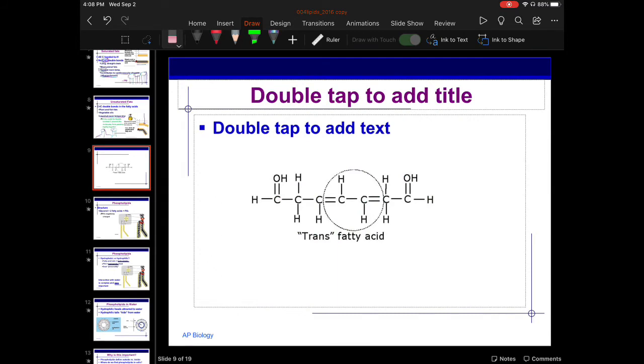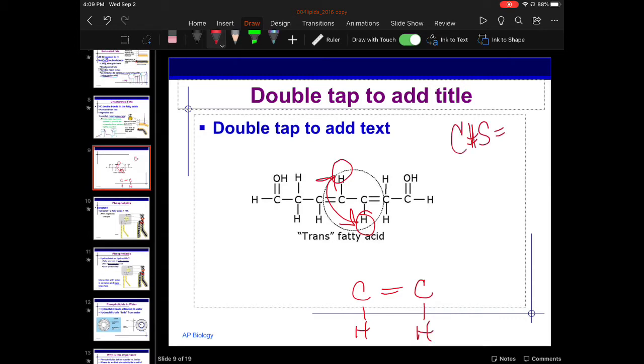Okay, so here is a trans fatty acid. A trans means that it has a hydrogen on this side and this side, opposite. So trans usually means opposite. If you were to draw this as a cis fatty acid, those hydrogens would be on the same side. So cis equals same, and trans equals opposite.